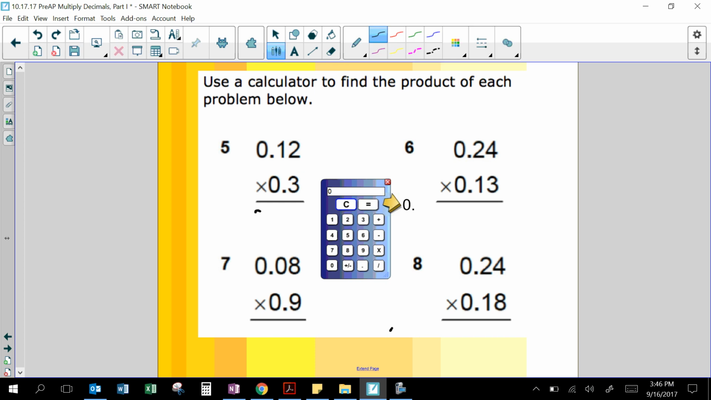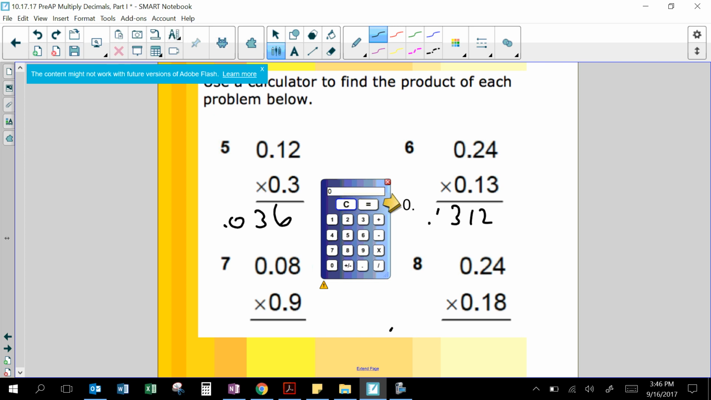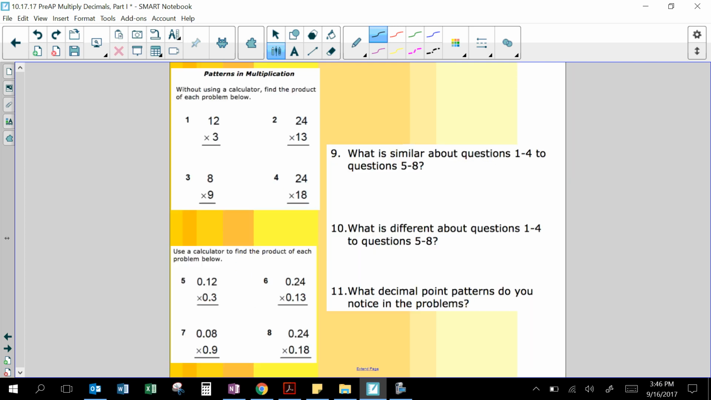12 times 3, it would be this value. 24 times 13. Let's go back to our previous. 8 hundredths times 9 tenths would be 72 thousandths. And for this one, 24 hundredths times 18 hundredths would be 432 ten-thousandths place.